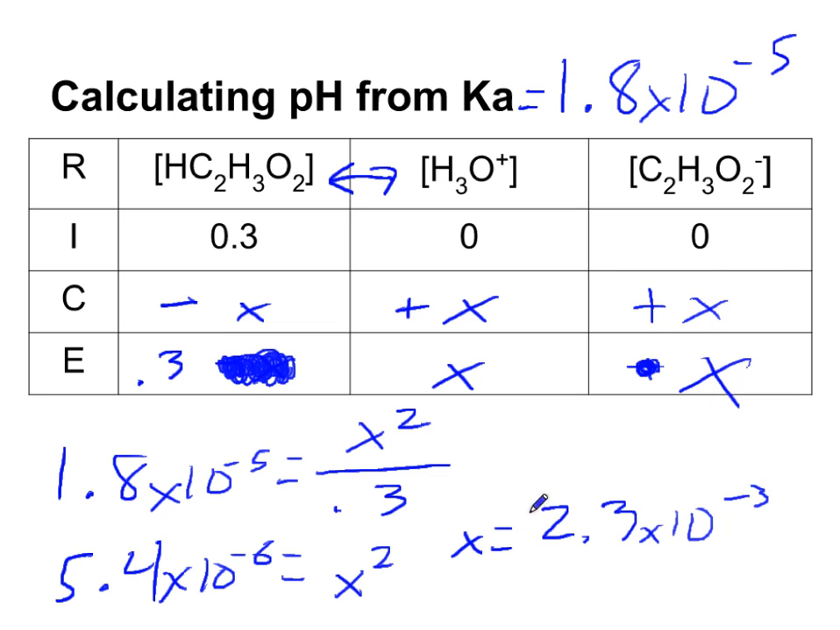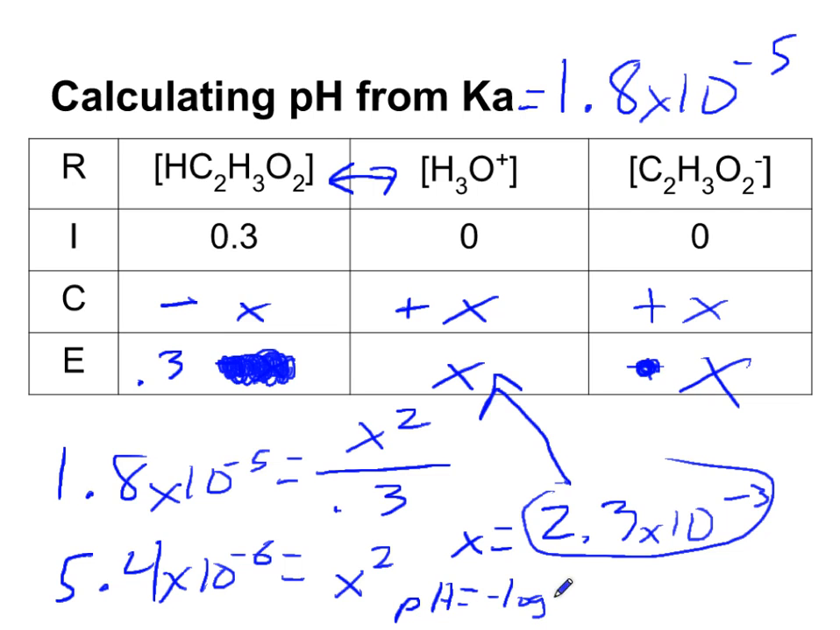Now we're not done. This is not our final answer because they wanted us to find the pH. So we have to take this term, plug it back into our RICE table, and take the negative log of it. pH is the negative log of 2.3 times 10 to the negative third, so our pH is actually going to be 2.64. This is the answer we were looking for in this big question.